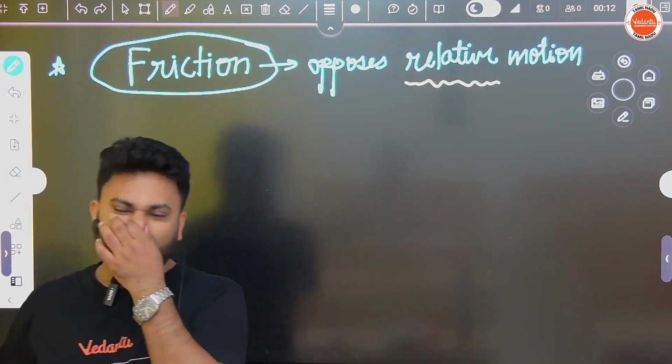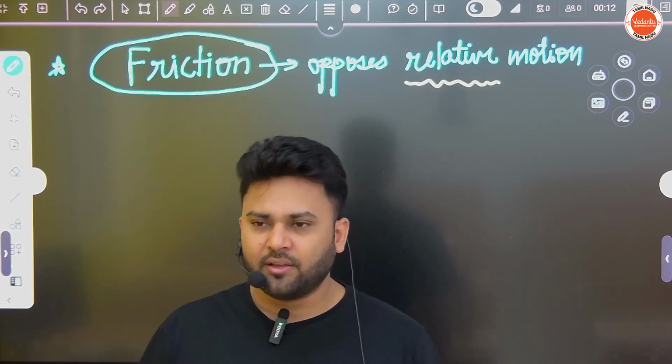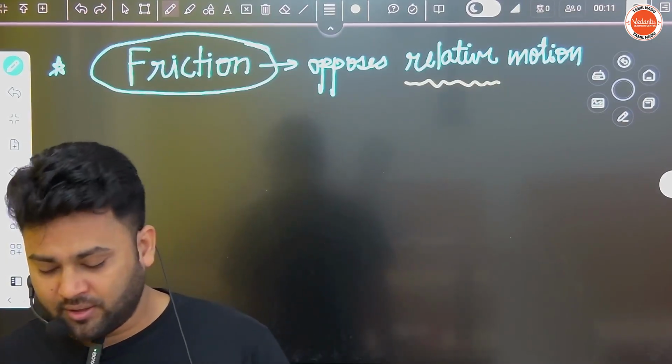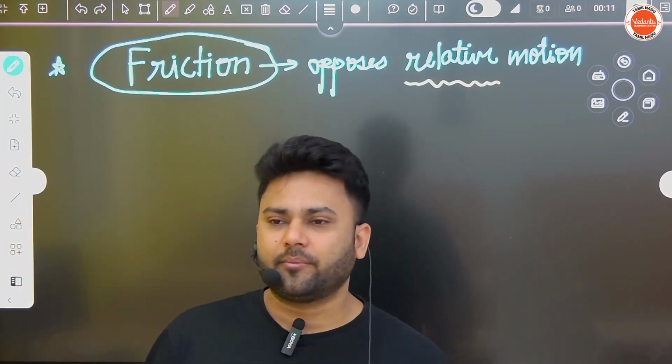Some students think that friction always opposes. No, friction supports. We are walking, right? It supports the motion. Why are we walking? Suppose we are walking, friction is in the forward direction.